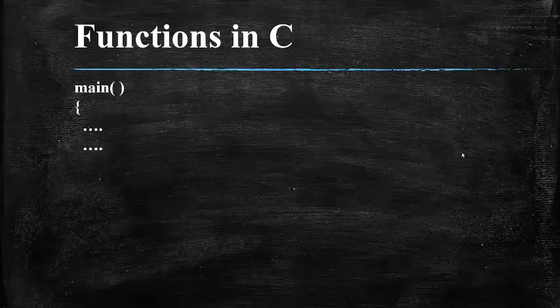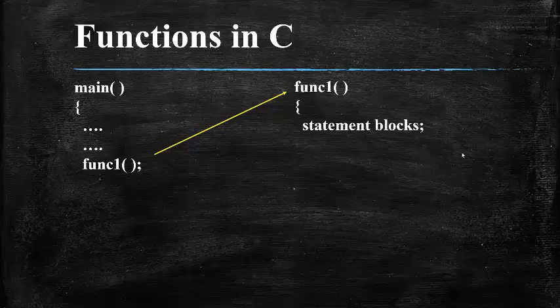Let's say there are certain statements getting executed in the main function, and suddenly there is a function call happening. If you see the example here, function 1 is getting called. Immediately the control passes to the definition of function 1. All the statements written inside function 1 get executed. Once the execution of this function is over, the control passes again to the next line after the function call in the main function.